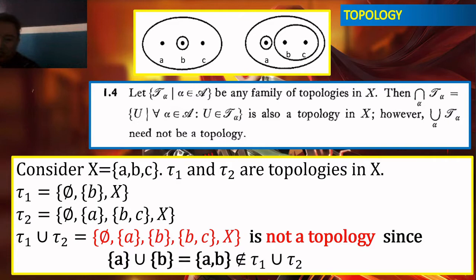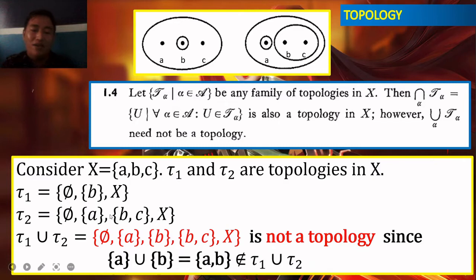Okay. So we pick katong kuan class, ang X kay nagcontain og a, b and c. Okay, this one. So consider X is equal to this one, a, b, c. Tau 1 and tau sub 2 are topologies in X. So tau 1 contains empty, the set containing b, the set containing a, b, and then X. And then tau sub 2, okay, this one, the second in the figure, the right. Empty, tau sub 2 is just equal to the set containing empty, the set containing A, and then the set containing B and C, and then the set X.